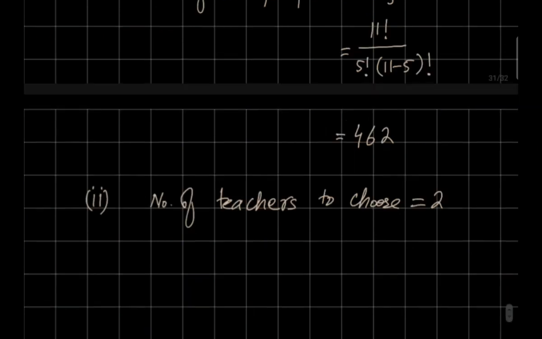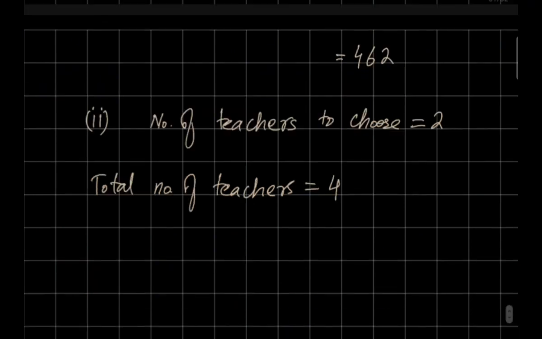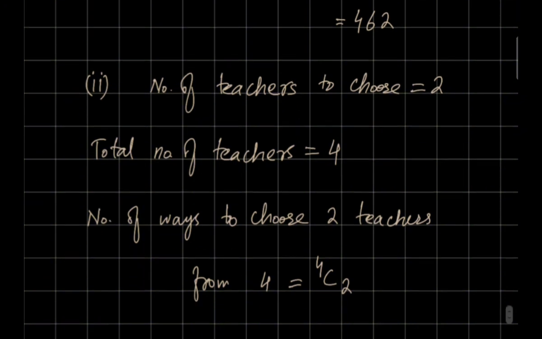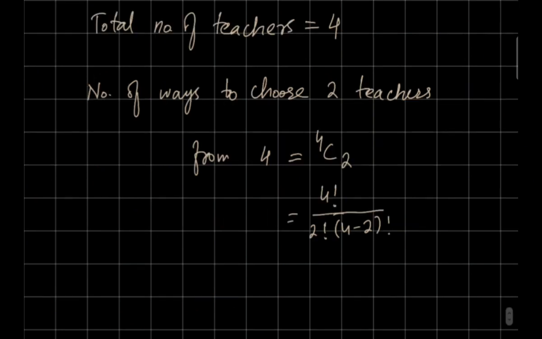Now in the second part, we have to make a committee of 5 people in which there are exactly 2 teachers. There are a total of 4 teachers and we have to choose 2 of them. So the number of ways to choose 2 teachers from 4 is 4C2. This is the same as 4 factorial over 2 factorial times (4 minus 2) factorial.